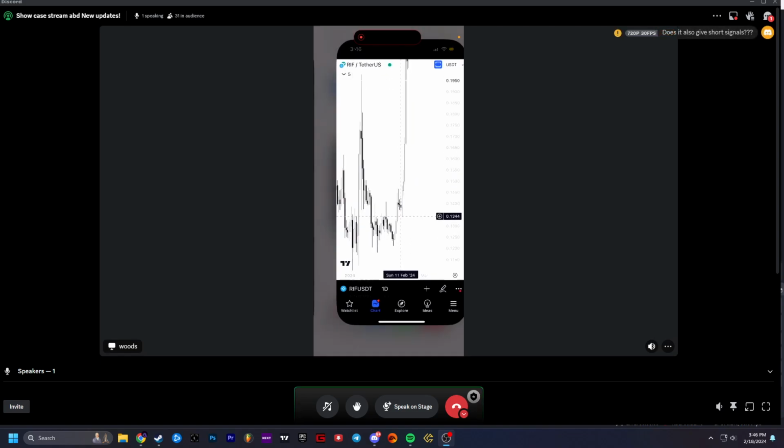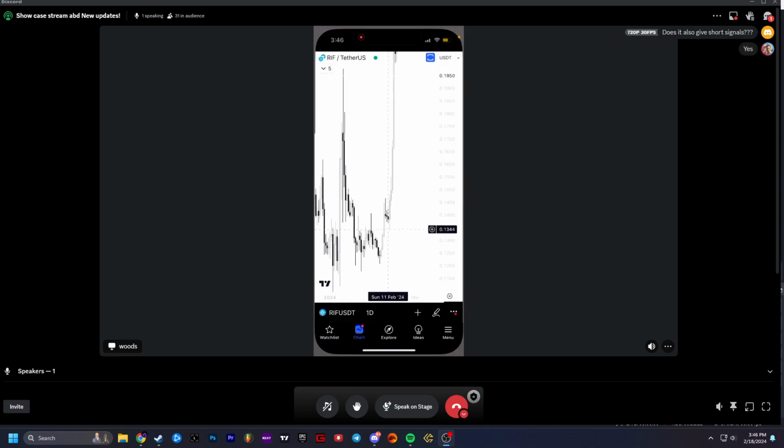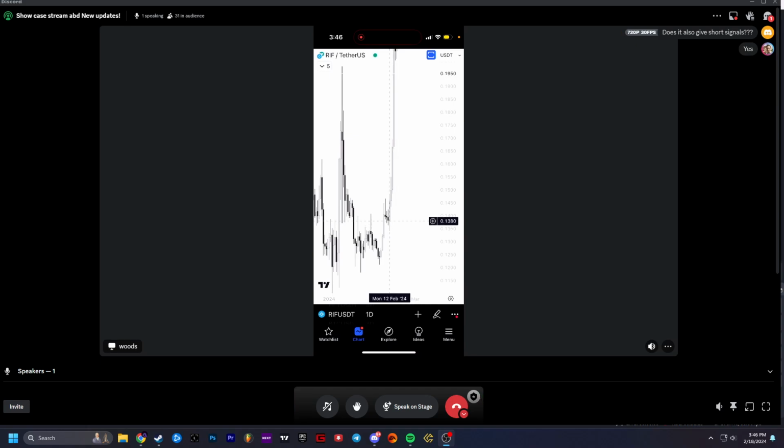Riff, for full transparency, the entry was 0.1353, bam. Pico bottom, right here. Pico bottom.